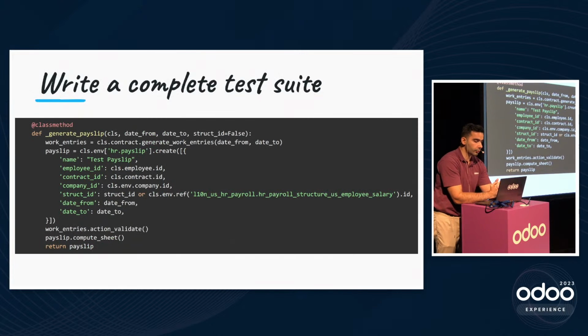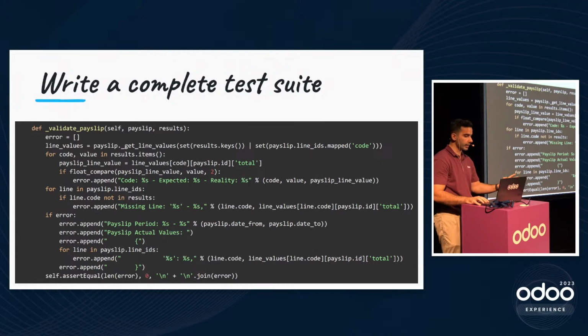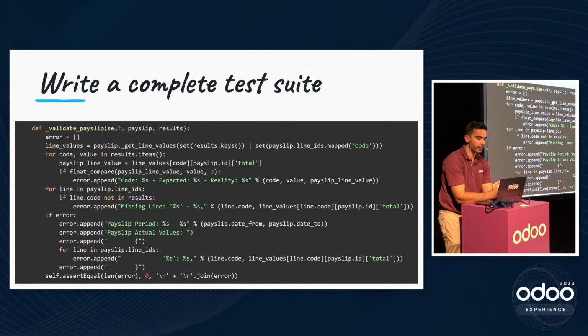You can use this method to generate payslips for a given period and also a given structure if you want. This makes sure that you correctly generate the work entries for that period and returns all the payslips ready to be tested. Then you use this method that takes a payslip as the first parameter and a dictionary with all the rule codes and the expected amounts. So this method ensures that we have the same number of payslip lines in our payslip and in the result dictionary, not more, not less.